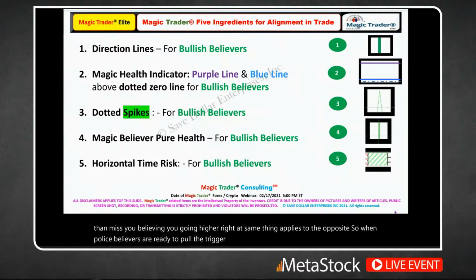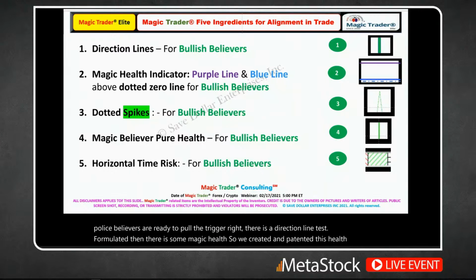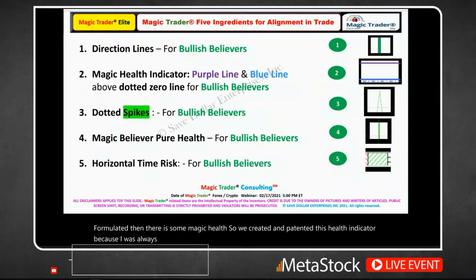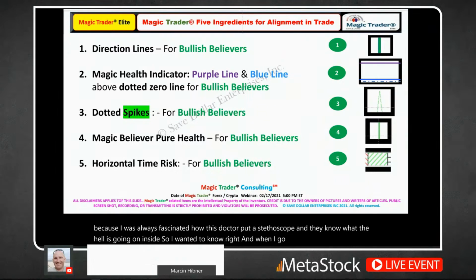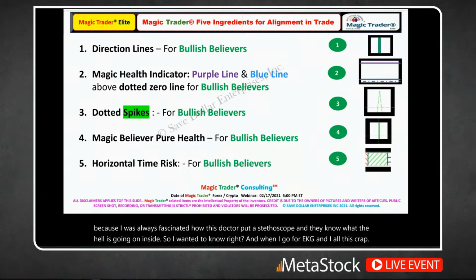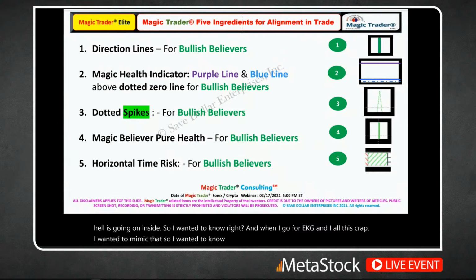There is a direction line that gets formulated, then there is a magic health. So we created and patented this health indicator because I was always fascinated how a doctor puts a stethoscope and they know what the hell is going on inside. So I wanted to know, right? And when I go for an EKG and all this, I wanted to mimic that. So I wanted to know the internal health, all these things happening inside the security. I don't care what people say, but the chart doesn't lie. So that's why it was created. And that was very complicated, looks simple.